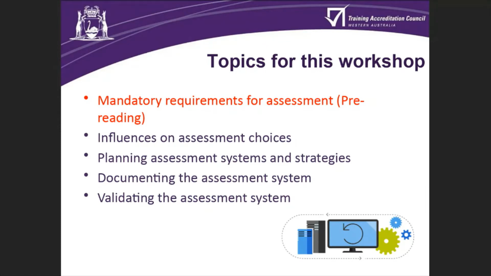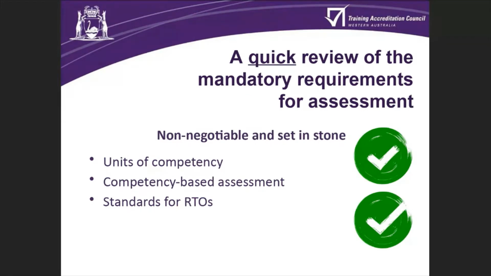If we look at first at the pre-reading, and this is defined as a quick review of mandatory assessment requirements, we need to understand that what we're dealing with when it comes to assessment are three absolutes that are not negotiable. And these are critical if we are going to make sure we have credible decisions that are made about a person's competency. The first, of course, is units of competency.